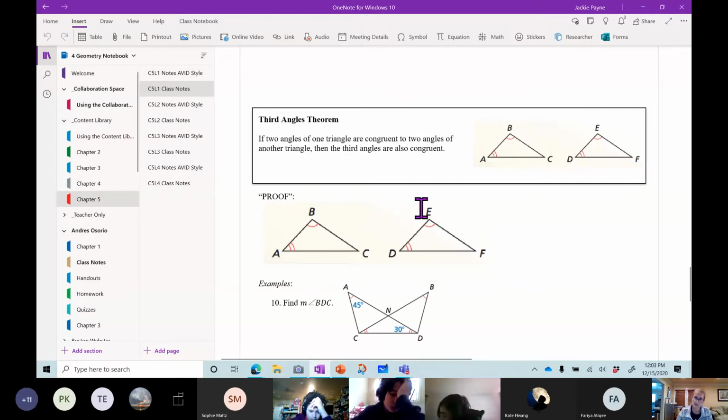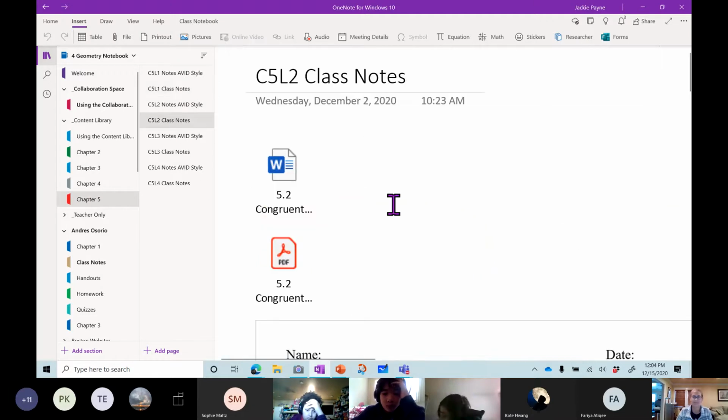We also talked about the third angles theorem, where if you have 2 triangles and they have 2 angles that are already congruent, then angle C has to also be congruent to angle F, because it's the only way you can get them to add up to be 180. And that's called the third angles theorem. That was section 1.